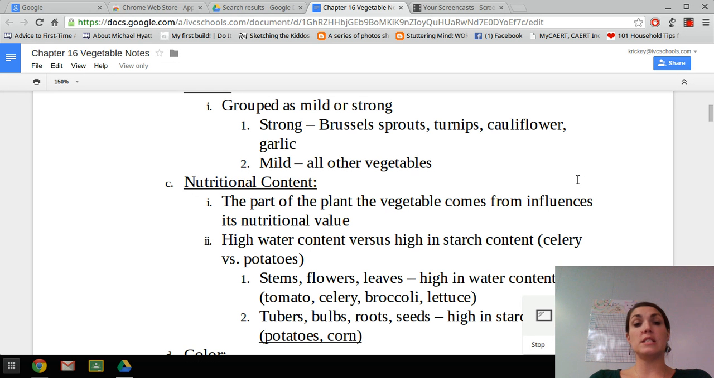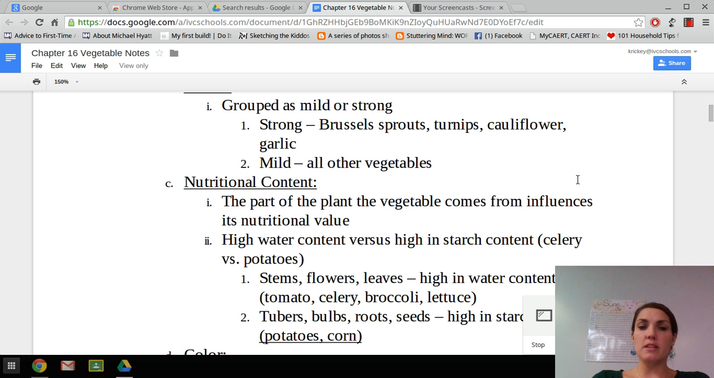An example of a stem would be like celery or rhubarb. An example of a flower is like broccoli or cauliflower. Leaf is like lettuce or spinach. And then the fruit, again, is like tomato or cucumber. And if you think about it, when you bite into those things, you can notice that they have a high water content, and like a high crunch content to them.